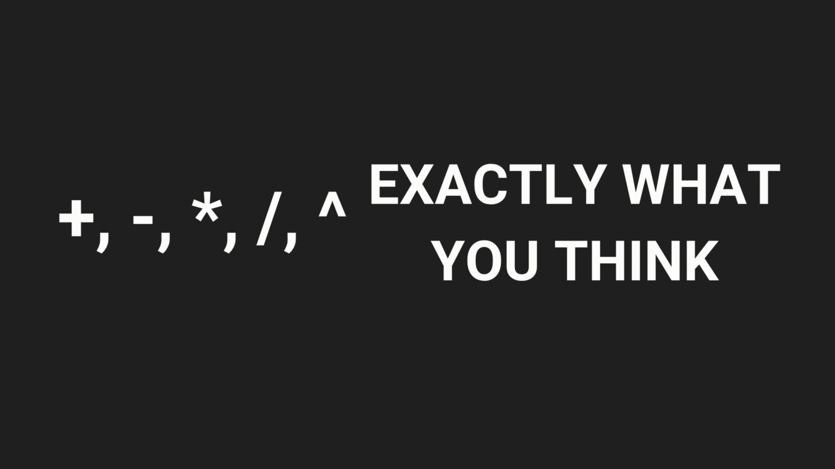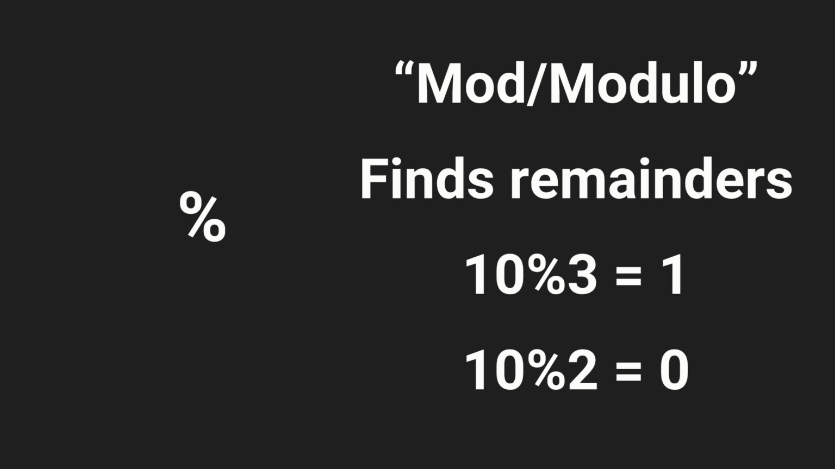The next operator is just a percent symbol, and it's called the mod or modulo function. Basically what it does is it divides a number by another number, but it only returns the remainder. So for example, 10 modulo 3 is 1. As you may know, you can't evenly divide 10 by 3 without getting an infinite decimal.